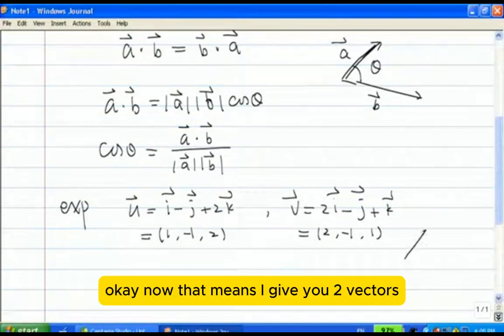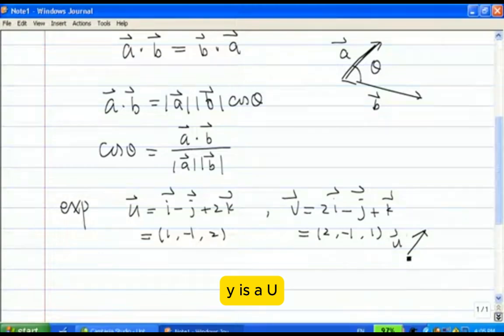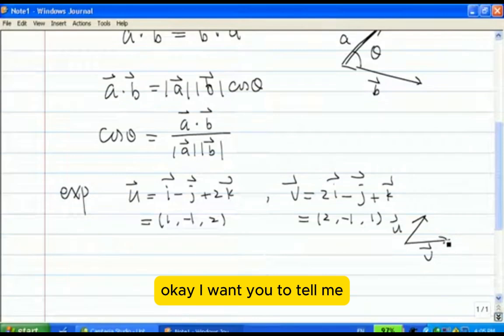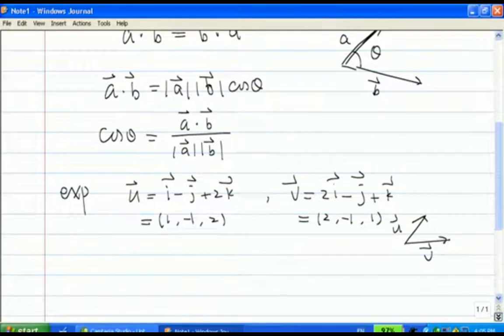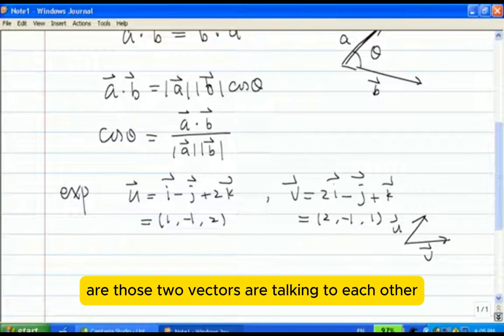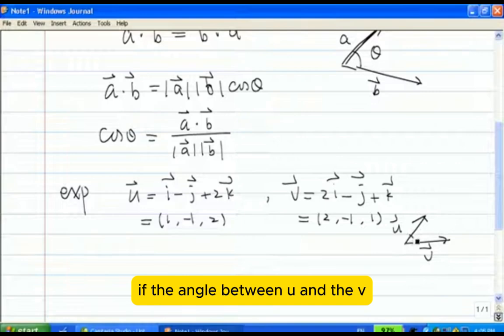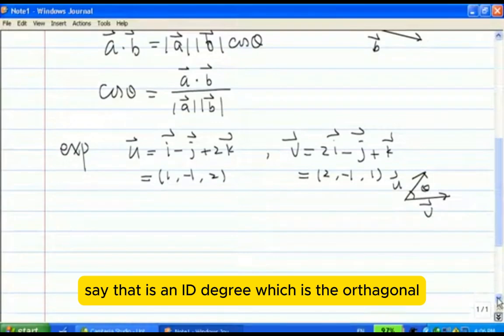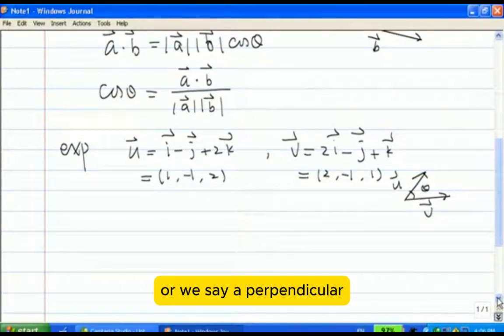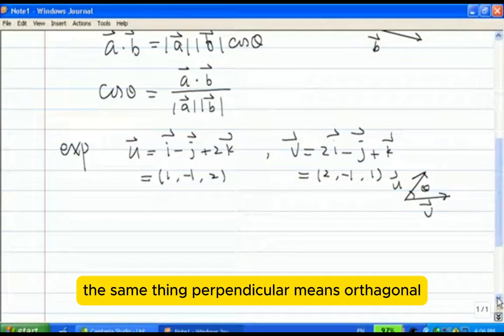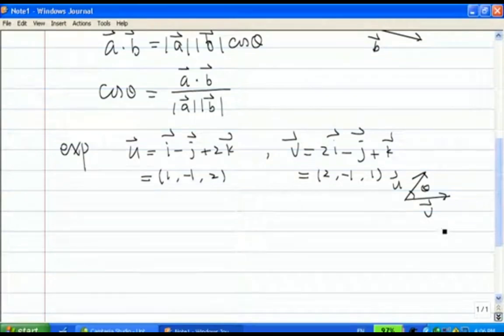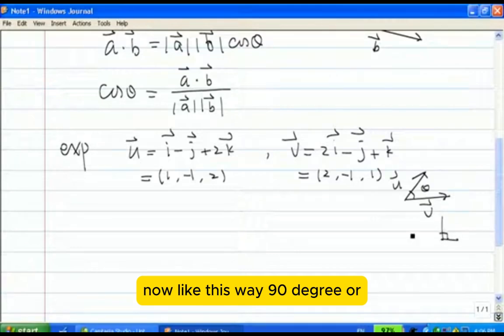Now that means I give you two vectors, one is u, one is v. I want you to tell me, are those two vectors orthogonal to each other, or parallel, or neither? How can we tell that? If the angle theta between u and v is 90 degrees, we say they are orthogonal, or perpendicular, the same thing. Perpendicular means orthogonal. They are like this, 90 degrees.